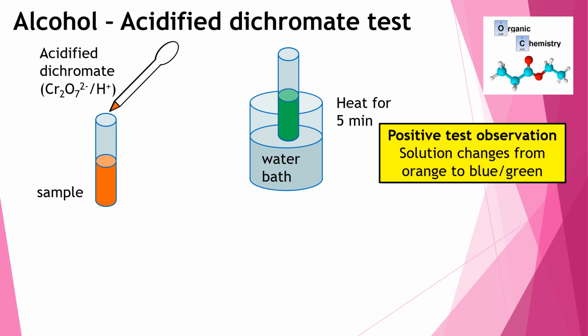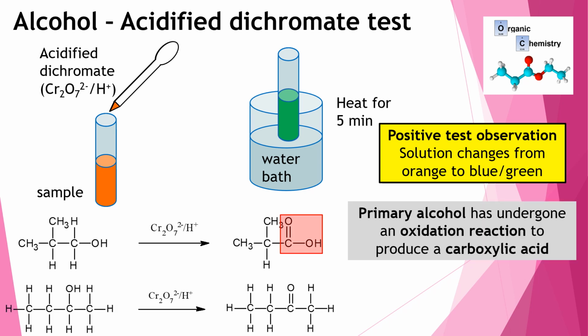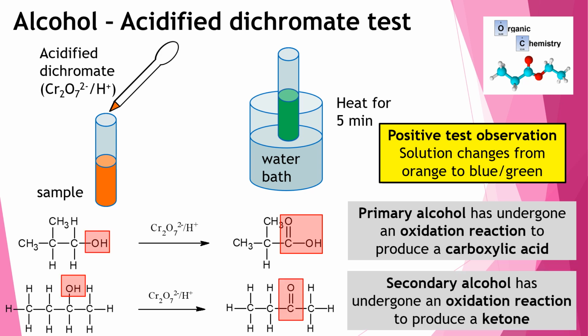But if you see a bluey green color, if it goes from orange to blue green, positive reaction, you've got an alcohol there. You know what? It might not be an alcohol, it could be our aldehyde, but it's usually used for an alcohol. So if we take a primary alcohol, like before, we're going to turn it into a carboxylic acid. And this is also an oxidation reaction. If we take a secondary alcohol, we're going to turn it into a ketone again. And this is also an oxidation reaction.